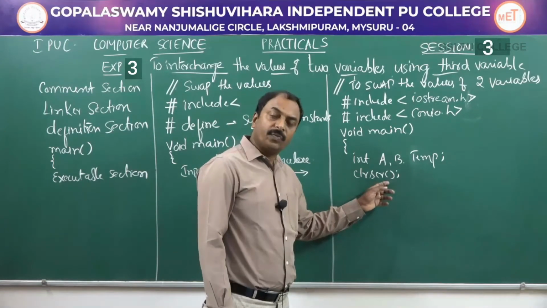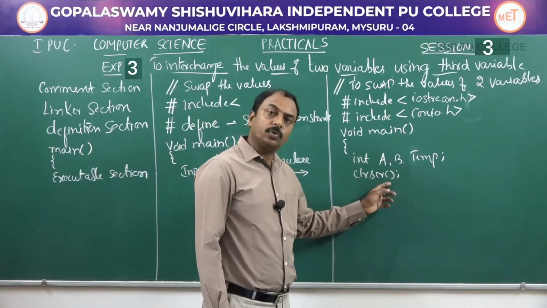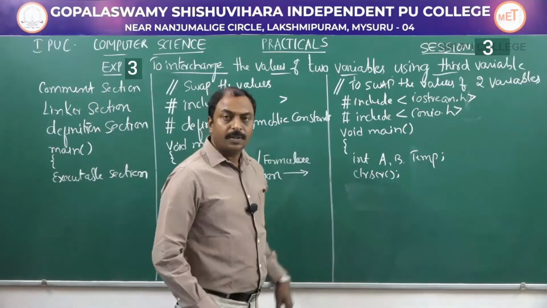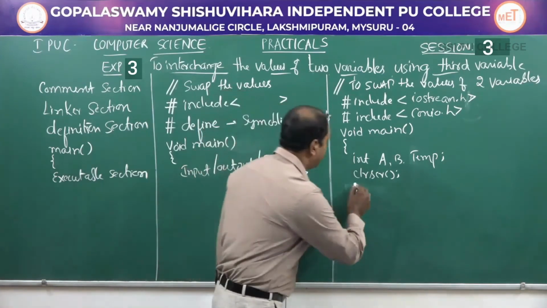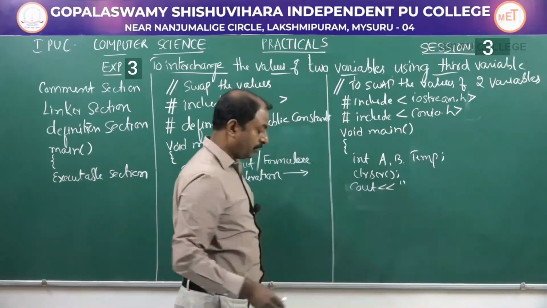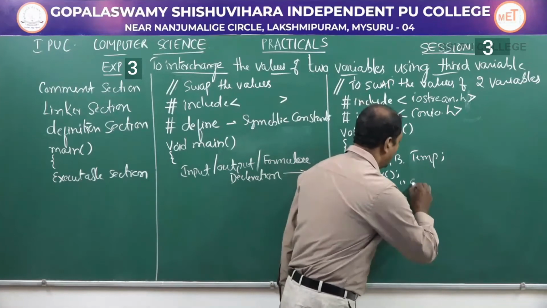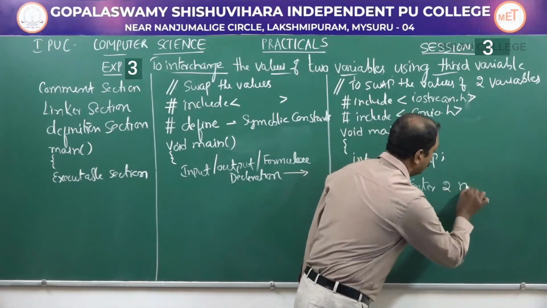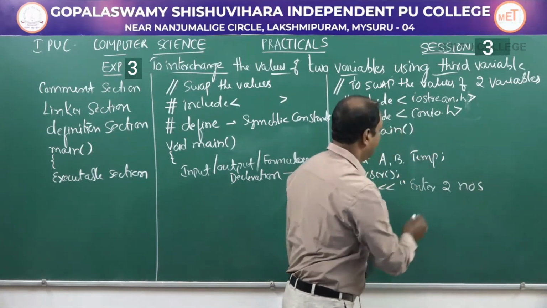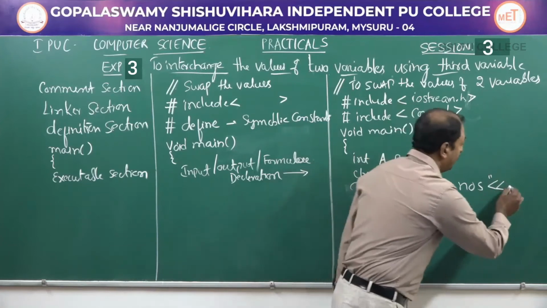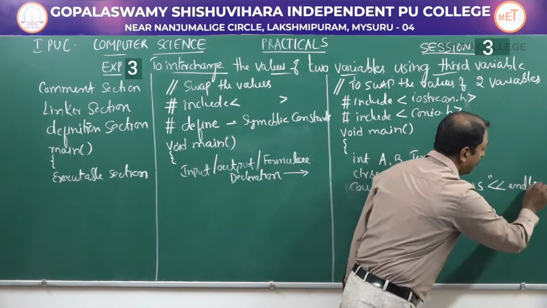This clear screen function clears the output screen. First of all, I have to enter two numbers. Here I would like to write an output statement, cout, open the quote. I can write here "Enter two numbers", and I am closing this double quote, followed by endl.